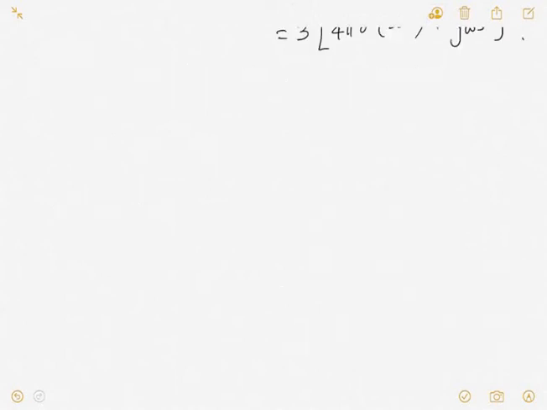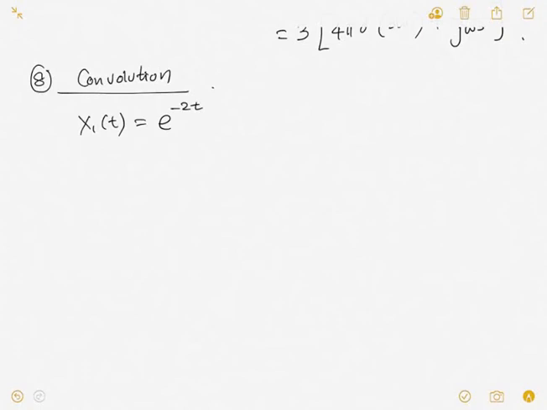Now we go to look at the new property, that is convolution. Okay, let's look at the example. Determine the convolution of x1(t) equal to exponent negative 2t u(t) and x2(t) equal to exponent negative 6t u(t). So using the convolution property of the Fourier transform, you need to find the convolution.